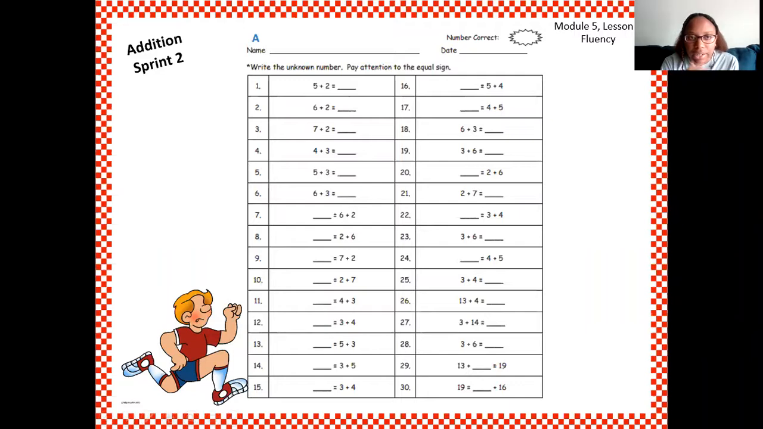So here is our sprint for today. Now we do sprints all the time in the classrooms. So you will have 1 minute and 30 seconds to complete as many problems as you can. When the timer goes off, we'll go over the answers together. Are you ready? Get ready, set, go.